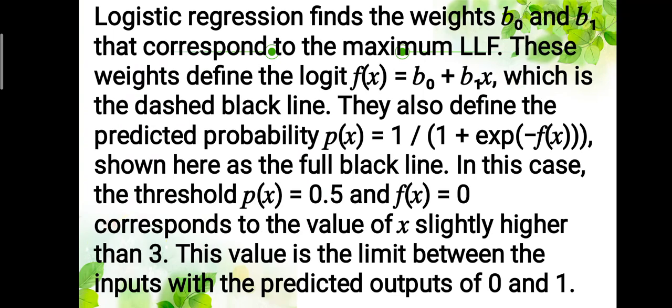Next. The logistic regression finds the weights B0 and B1 that correspond to the maximum LLF. These weights define the logit f(x) = B0 + B1x, which is the dashed black line. They also define the predicted probability p(x) = 1 / (1 + exp(-f(x))), shown here as the full black line. In this case, the threshold p(x) = 0.5 and f(x) = 0 corresponds to a value of x slightly higher than 3. This value is the limit between the inputs with the predicted outputs of 0 and 1.